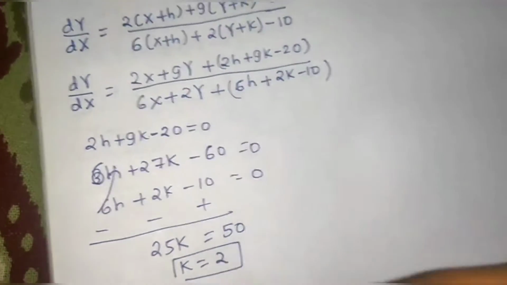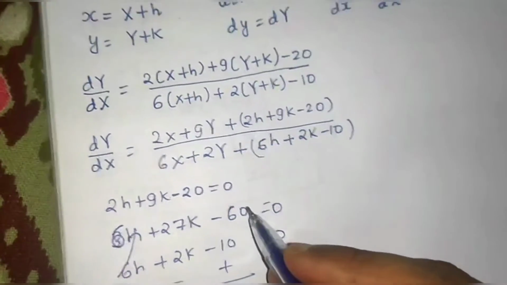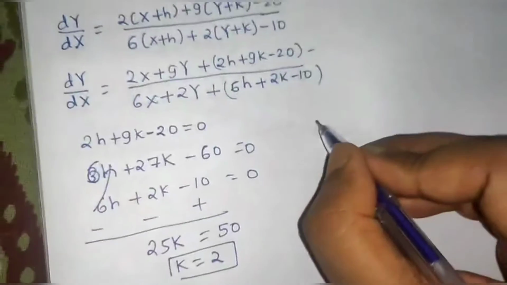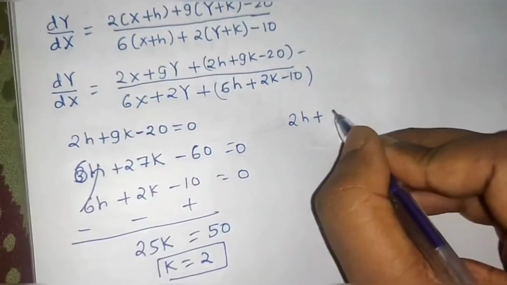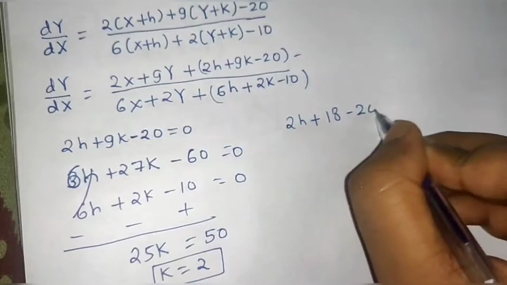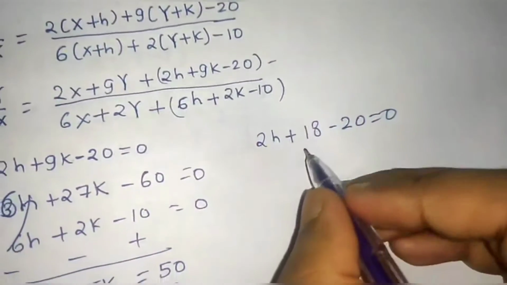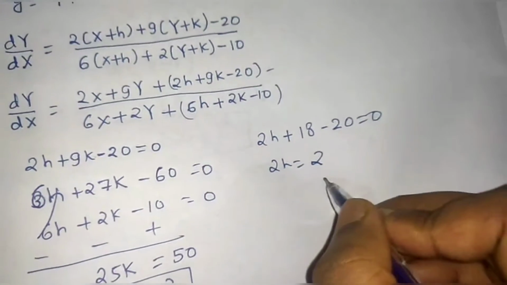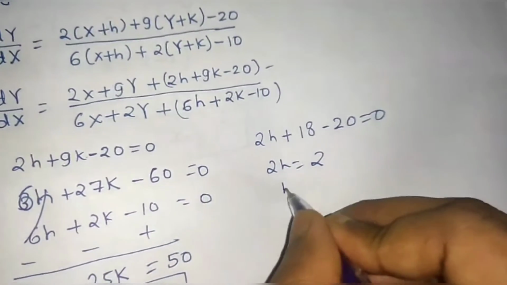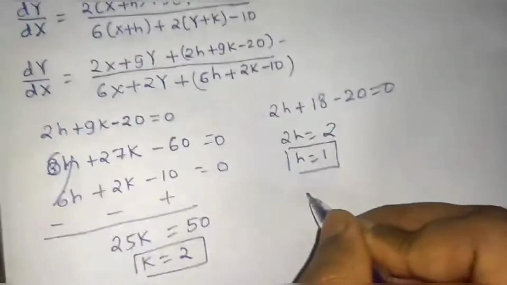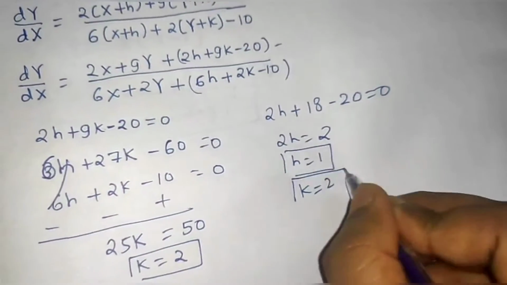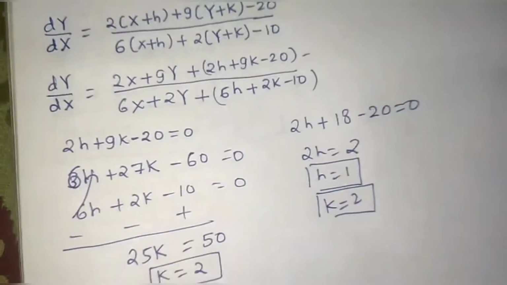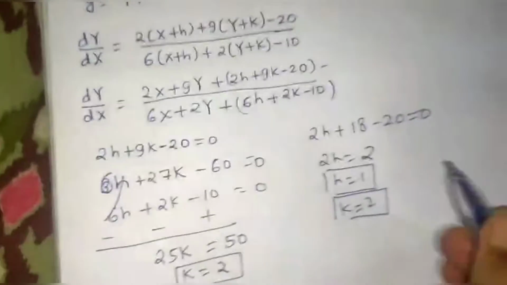Once you are getting k as 2, you put that in the simplified version of the equation. So 2h plus 9 into 2, 18 minus 20 equals to 0. So 2h minus 2 equals to 0, 2h equals to 2, isn't it? So h equals to 1. So h equals to 1, k equals to 2. Now these values will be used in the final step. So keep these values in your pocket. We will use these values further.